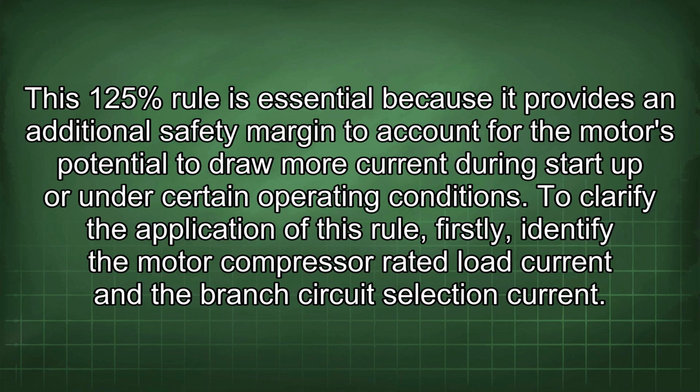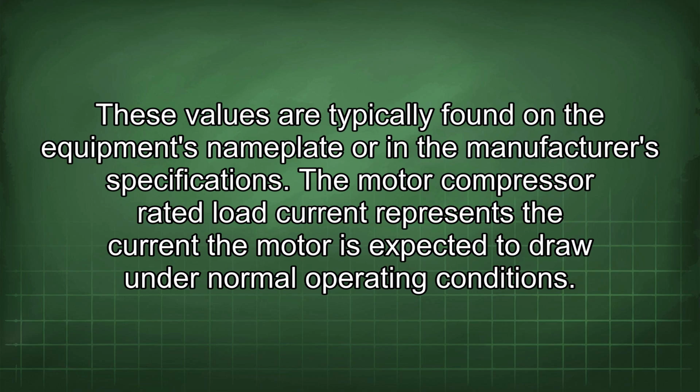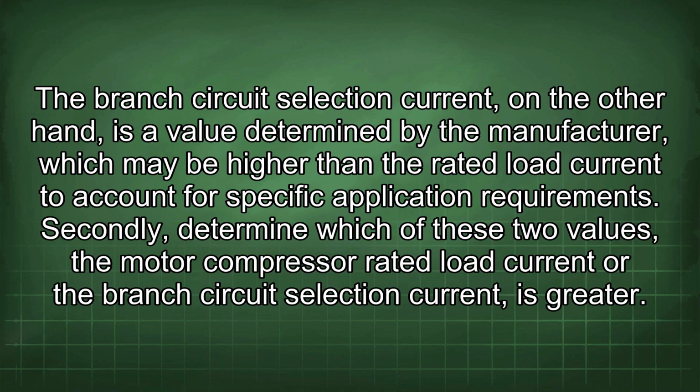To clarify the application of this rule, firstly, identify the motor compressor rated load current and the branch circuit selection current. These values are typically found in the equipment's nameplate or in the manufacturer's specifications. The motor compressor rated load current represents the current the motor is expected to draw under normal operating conditions. The branch circuit selection current, on the other hand, is a value determined by the manufacturer, which may be higher than the rated load current to account for specific application requirements.